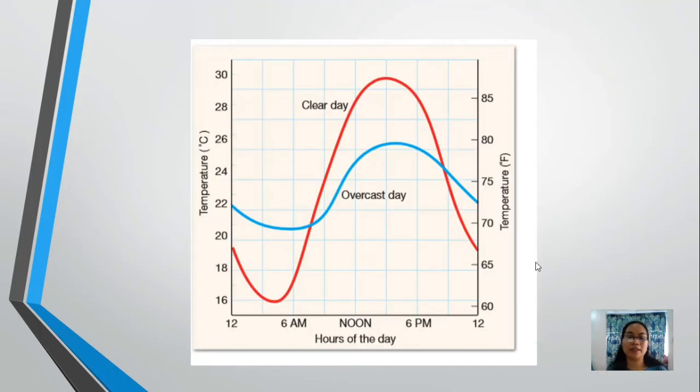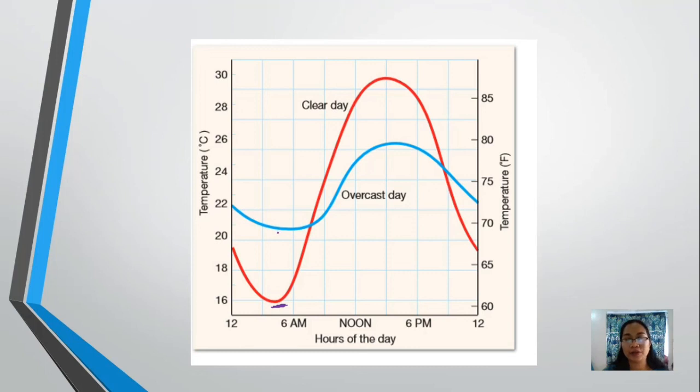Okay, now I want you to look at this. You have here the hours of a day, and then we have clear day, and then you have overcast day. And then you compare the temperature. So, tignan natin. Okay, what can you say about the temperature? Let's say 6 o'clock. Clear day tayo, ha? You have here, the temperature here, at 6 o'clock. Okay, yan yung temperature natin at around 16 degrees Celsius.